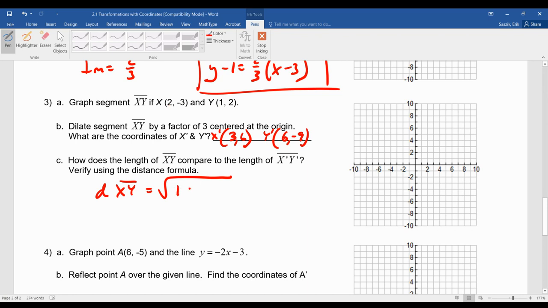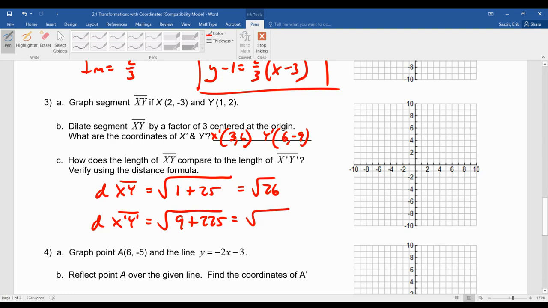They're just 1. Square it. -3 and 2 is 5. Square it. You get square root of 26. Now you want to do the distance of x prime, y prime. So on a number line, 3 and 6, that's difference is 3. Square it. 6 and -9 is 15. I square that, and I get square root of 234.